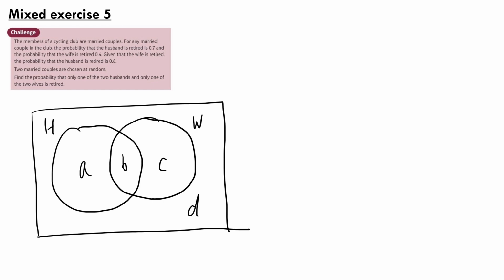So first of all, we're told that the probability that the husband is retired is 0.7, so A plus B equals 0.7. And we're also told that the probability the wife is retired is 0.4, so B plus C equals 0.4. And we're also told that given that the wife is retired, the probability that the husband is retired is 0.8. So we can restrict the sample space.